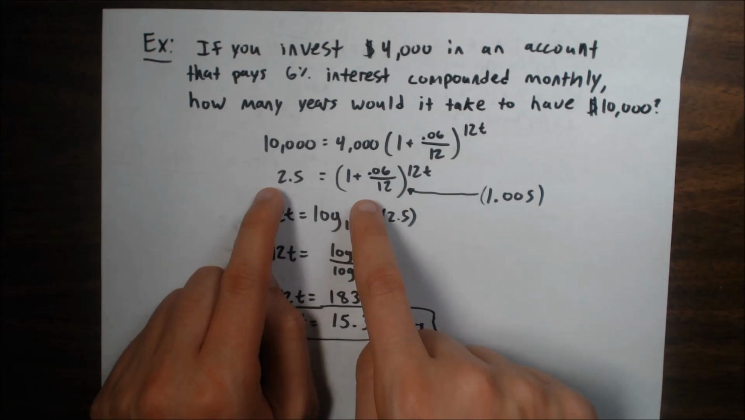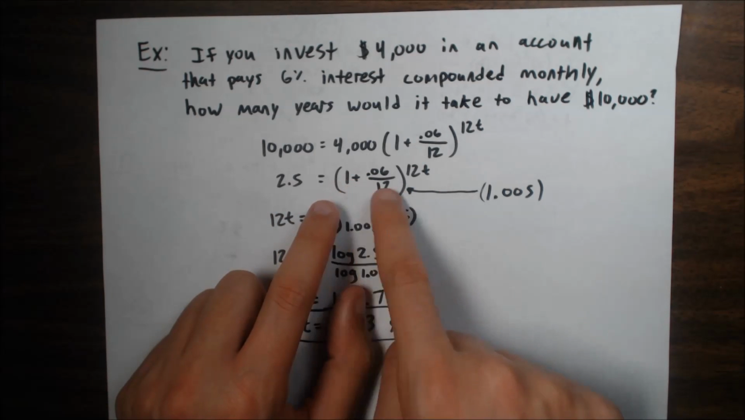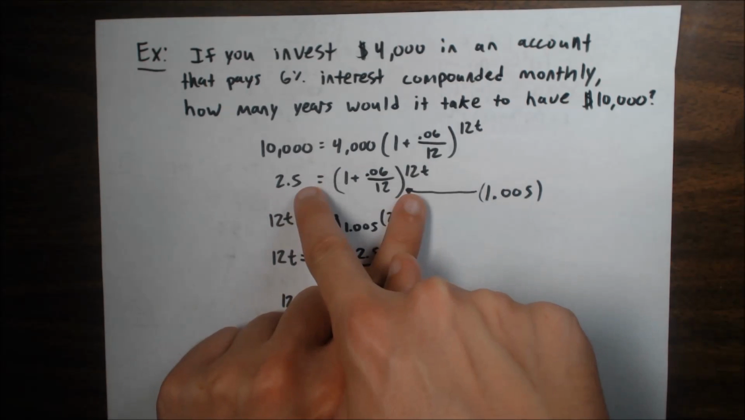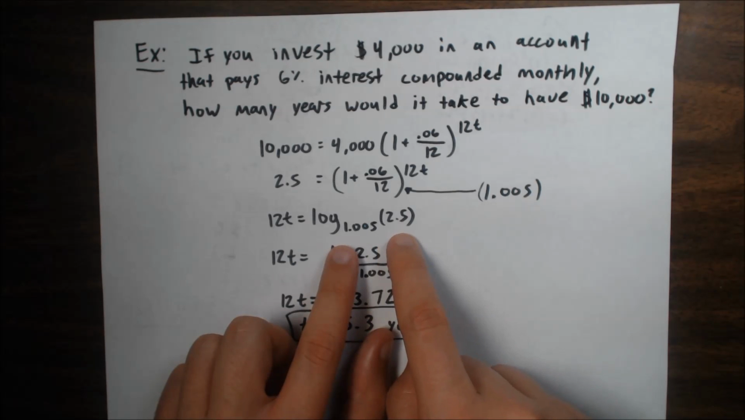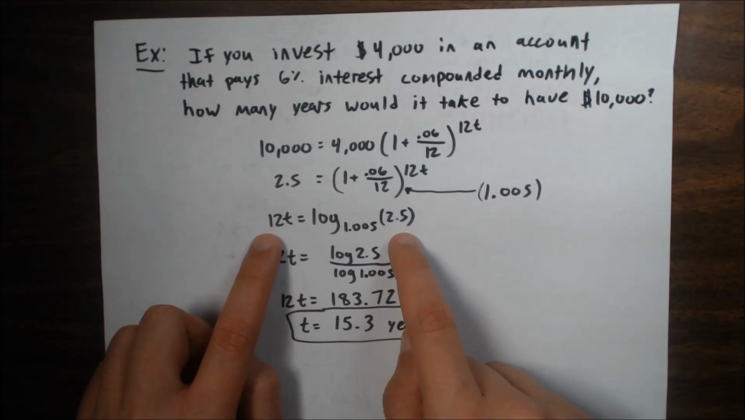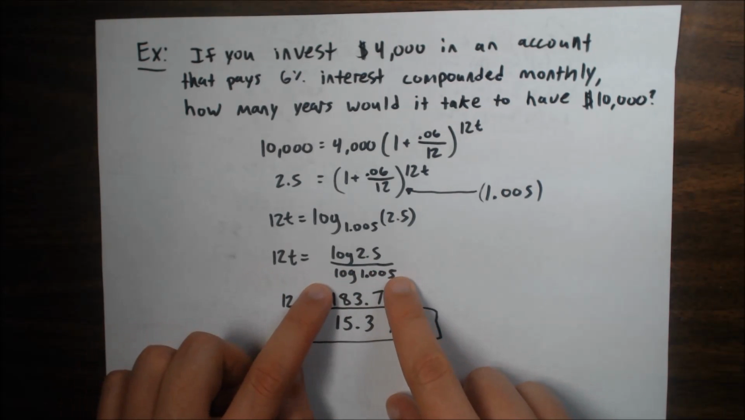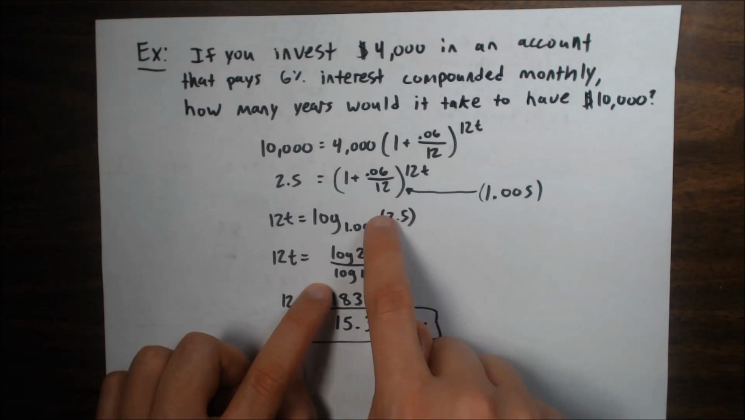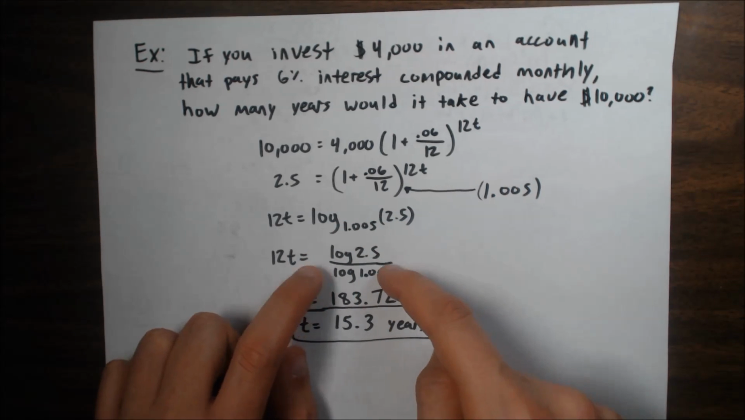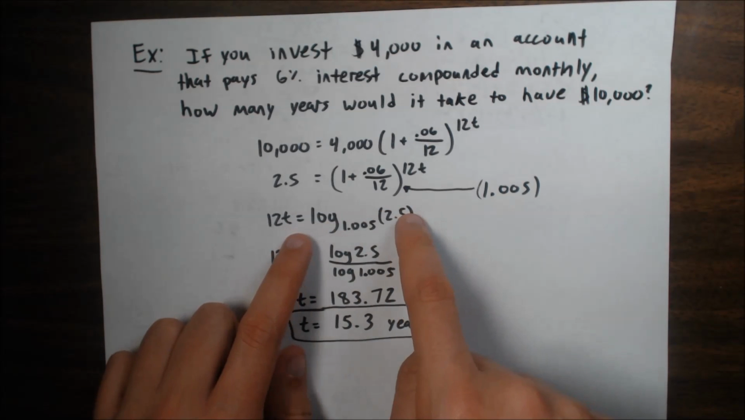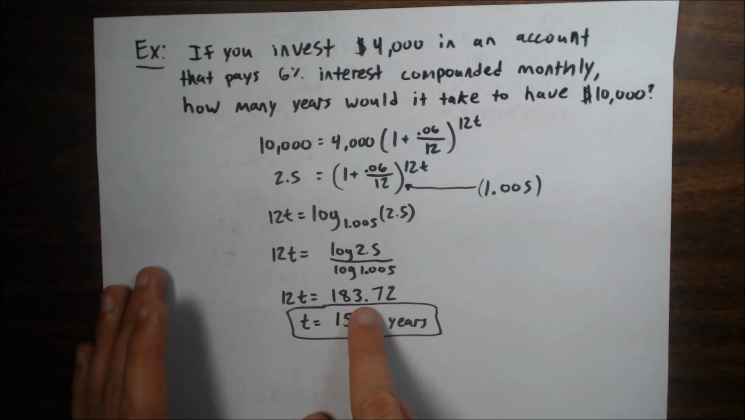Well, if this is 1.005, then I can rewrite this as a logarithm. Log with this as the base, and these switch places. So log base 1.005 of 2.5 equals 12t. Now I can say 12t equals this. That's the change of base formula. I can't type this in my calculator how it is, but I can type it by using the change of base formula. That way I have a base 10 and a base 10 that I can put in the calculator. Log of this divided by log of this. Now this part I want to put in my calculator and get 183.72.